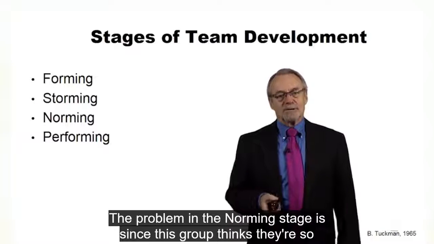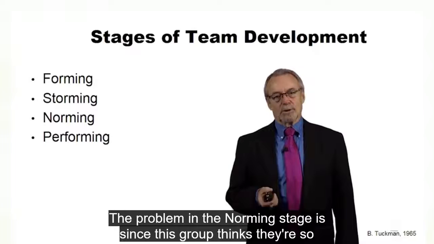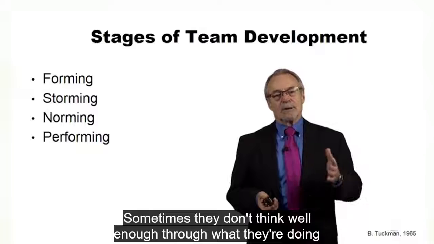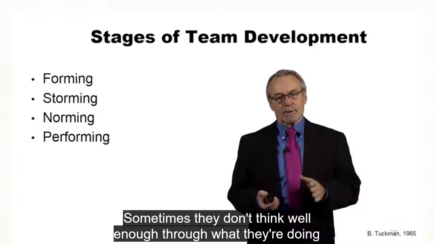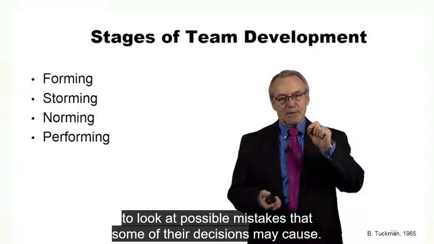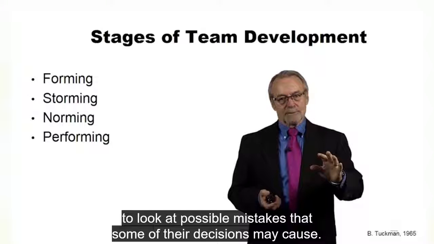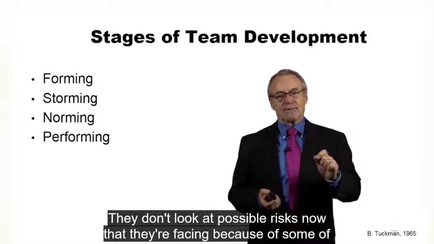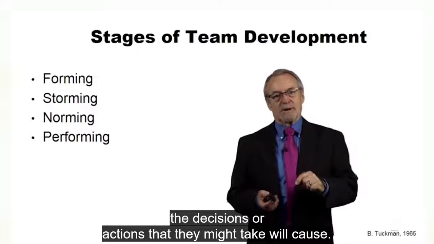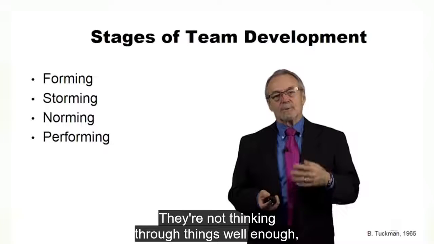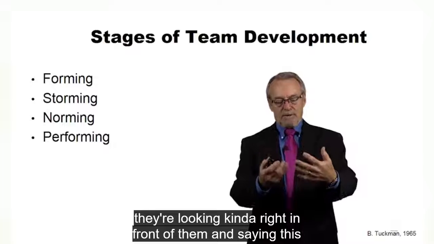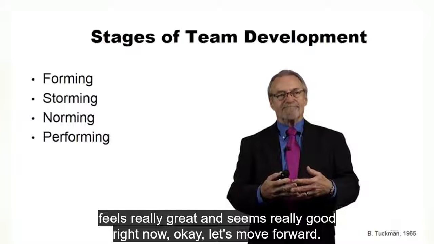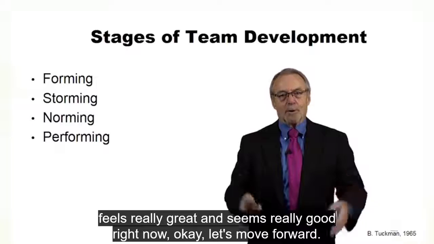The problem in the norming stage is, since this group thinks they're so good, they don't think they could ever make any mistakes. Sometimes they don't think well enough through what they're doing to look at possible mistakes that some of their decisions may cause. They don't look at possible risks they're now facing because of some of the decisions or actions they might take. They're not thinking through things well enough. They're looking kind of right in front of them and saying, this feels really great and seems really good right now. Okay, good, let's move forward.